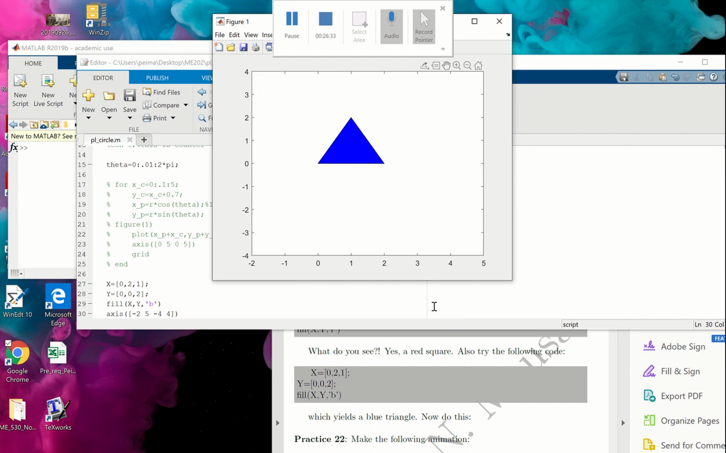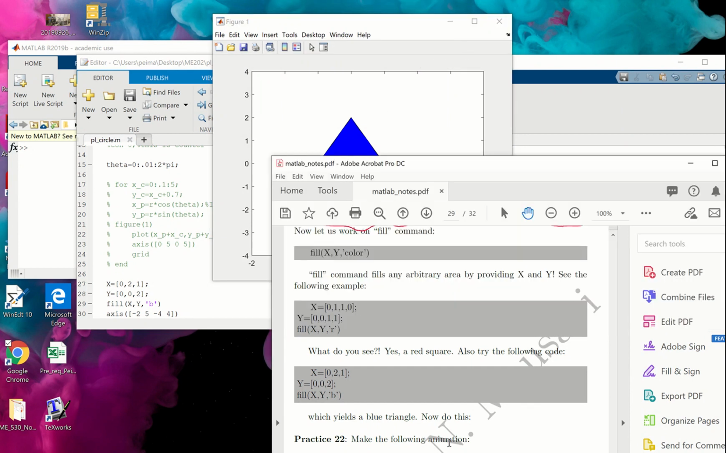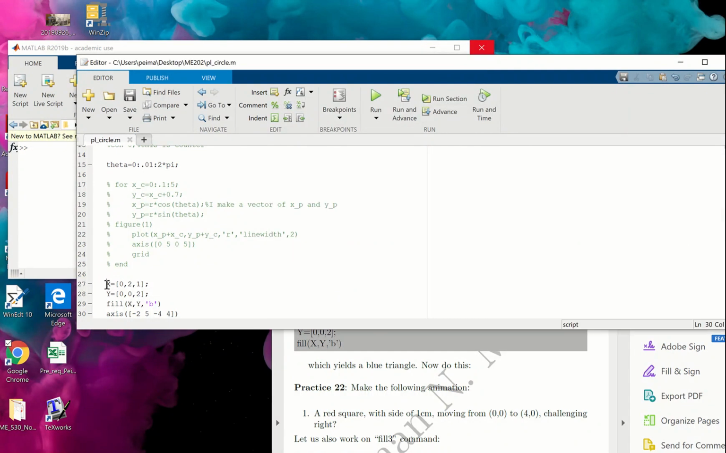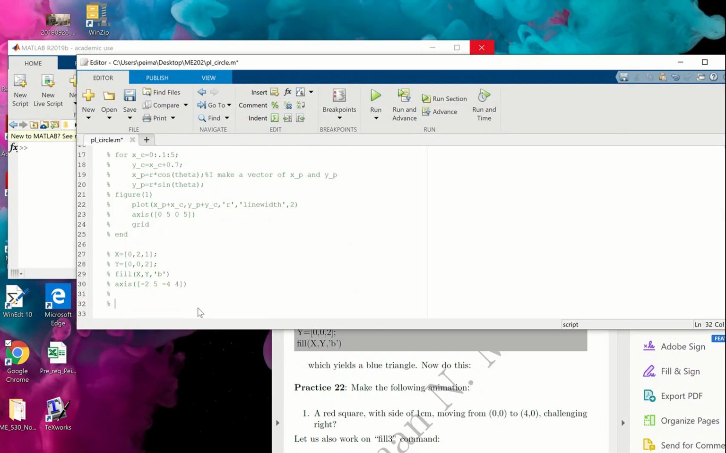Okay. So now let us make the following animation. A red square with side of 1 centimeter moving from 0 and 0 to 4. Challenging, right? Okay. Let me do this for you. So we want to make an animation where we have a red square with side of 1 centimeter moving from 0 and 0 to 4 and 4. That's right. So ready? Let's go.